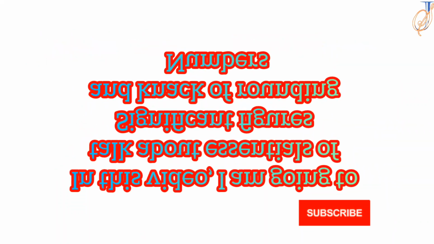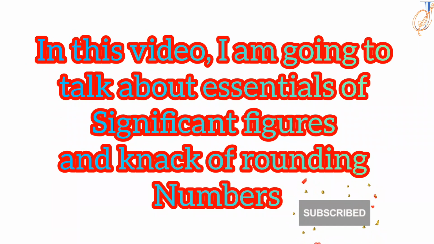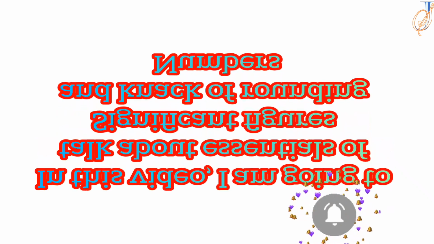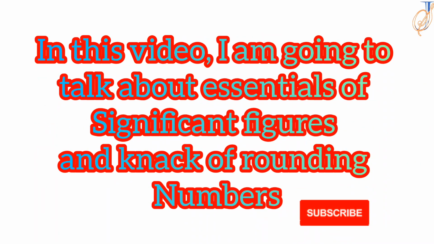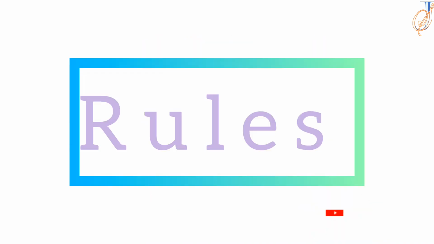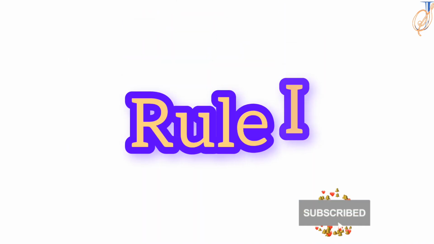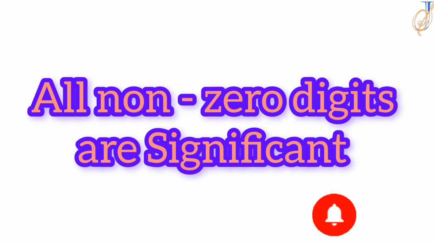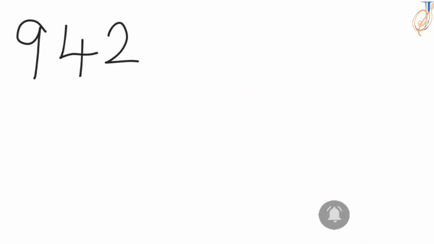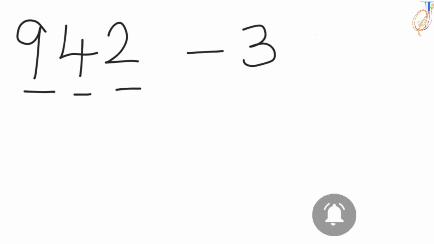In this video, I am going to talk about essentials of significant figures and the knack of rounding numbers. To determine how many significant figures are in a number, we have to follow the rules. Rule number 1. All non-zero digits are significant. Example 942. Here all digits are non-zeros. So we have to count all the digits. 1, 2, 3. Therefore, 942 has 3 significant figures.